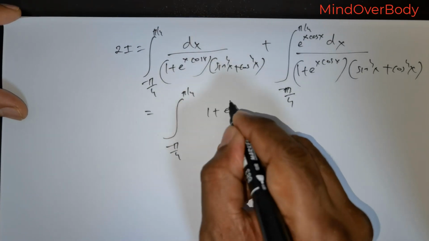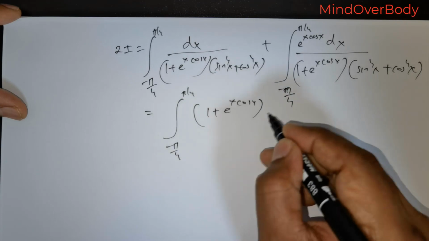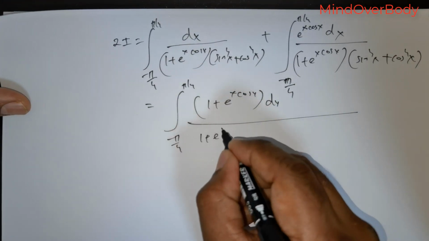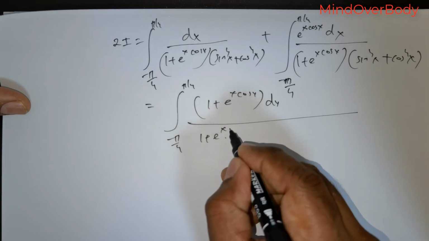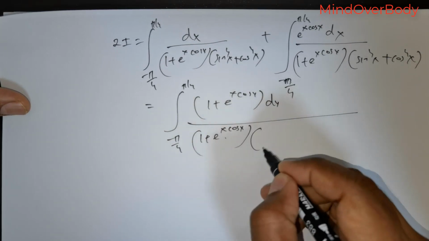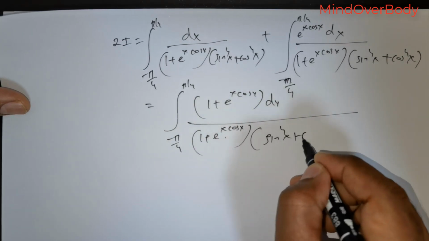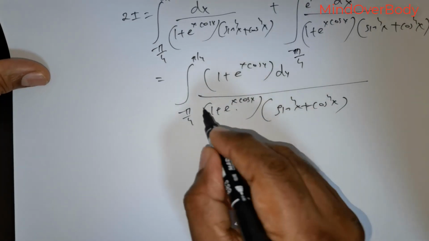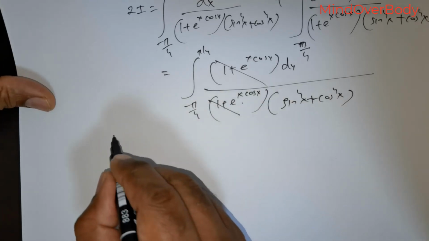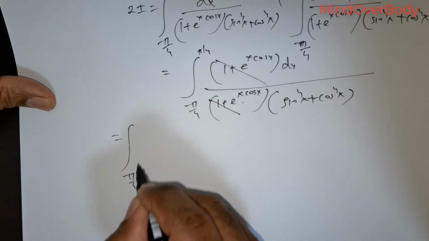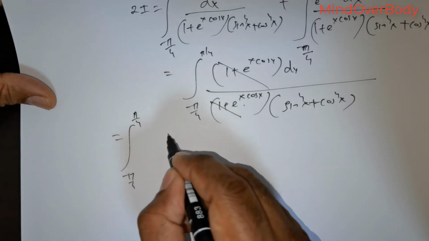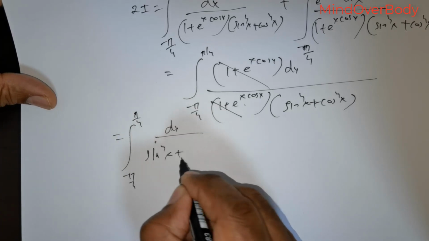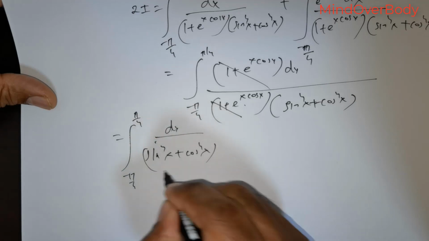This is going to be 1 + e^x times cos x times dx divided by, the denominator is going to be common, 1 + e^x times cos x times sin^4 x + cos^4 x. Now this and this can be cancelled, so you get the integral from -pi/4 to pi/4 of dx divided by sin^4 x + cos^4 x.